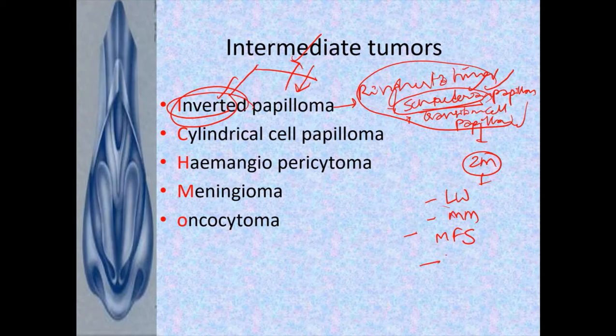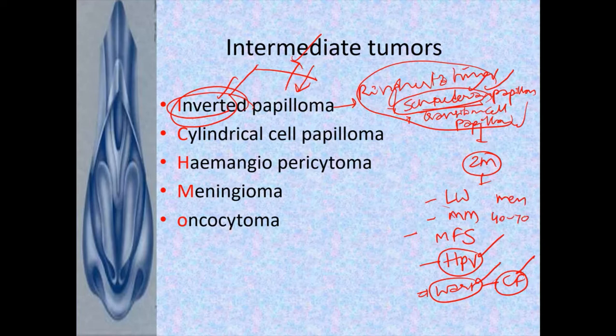It is associated with human papilloma virus, and it can grow like a cauliflower growth. Papilloma is something like a wart. It can grow like a cauliflower, a cauliflower-like warty growth. So human papillomavirus is there, and men are more commonly affected. The 40 to 70 years age group is important.